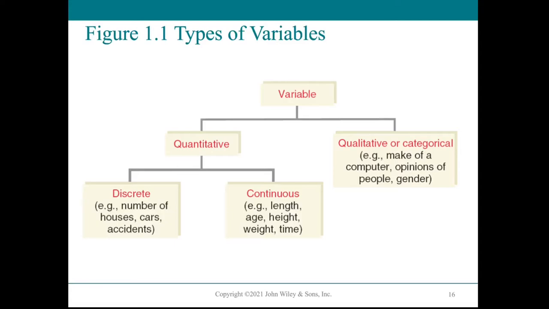We have discrete variables such as the number of houses, cars, or even accidents. We do not have 0.5 of an accident. So it's either 1 or 2. And for continuous, it can be 1.66, 1.75, 1.76, 1.9998, something like that.